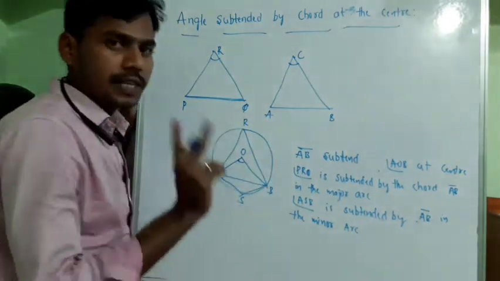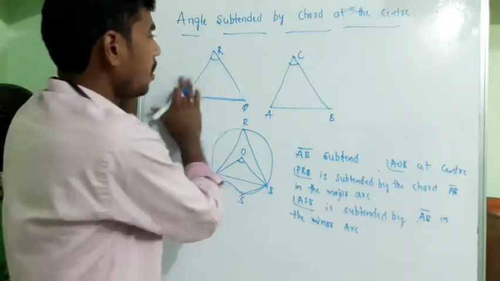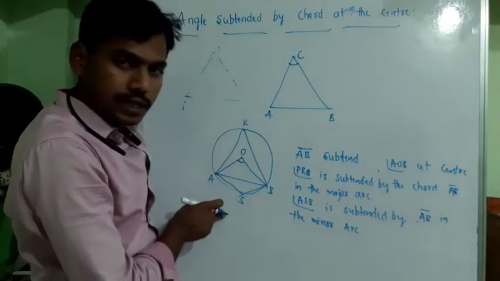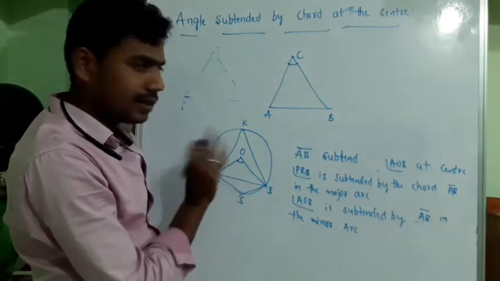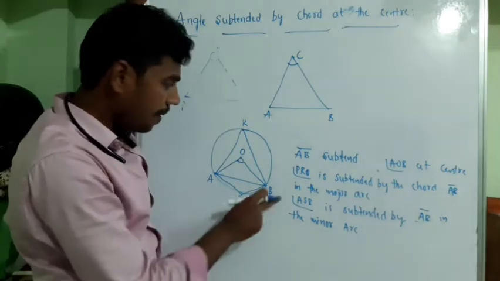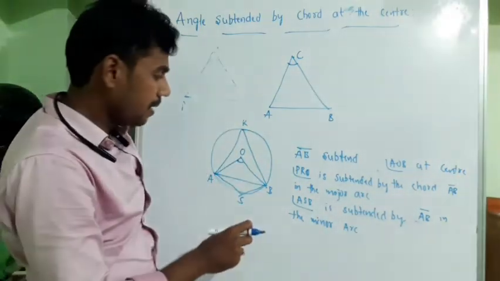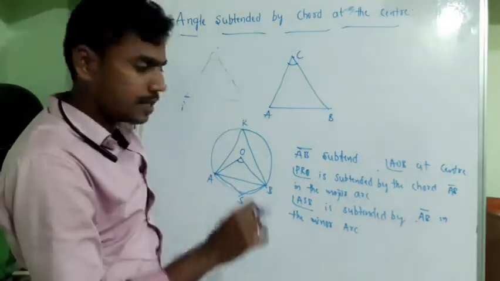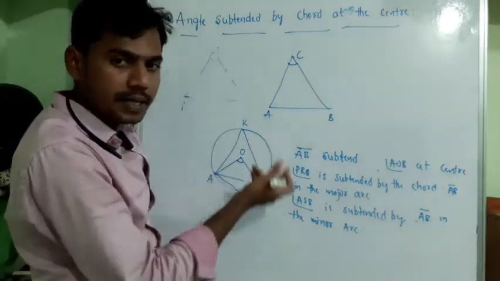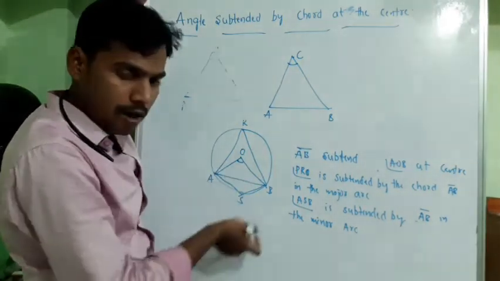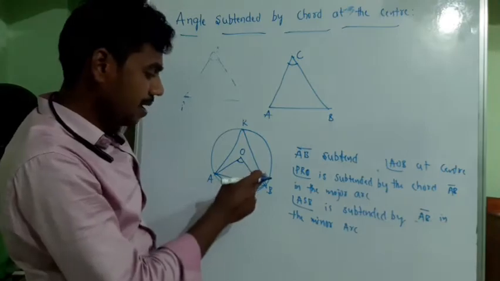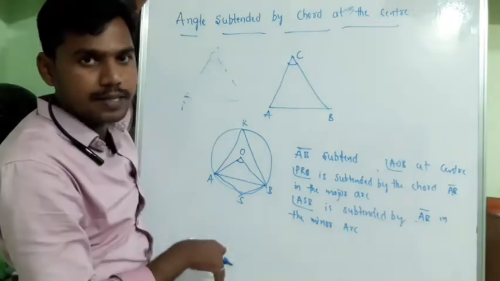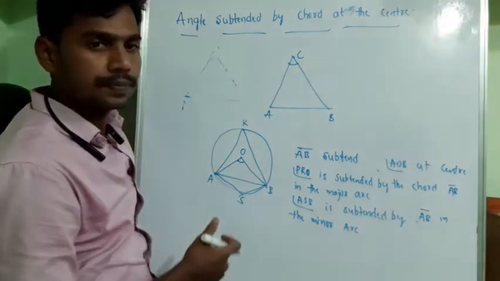Based on this, we'll state two theorems. Please note this down. Angle AOB is formed by chord AB at the center. Angle ARB is the angle subtended by chord AB in the major segment or major arc. Angle ASB is the angle subtended by AB in the minor segment or minor arc.